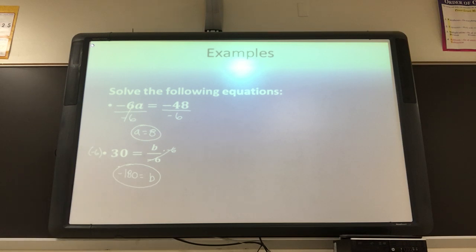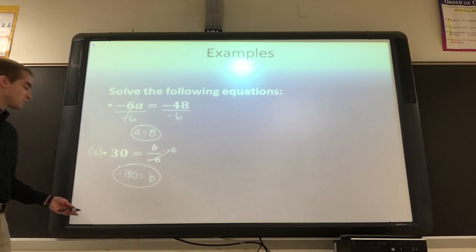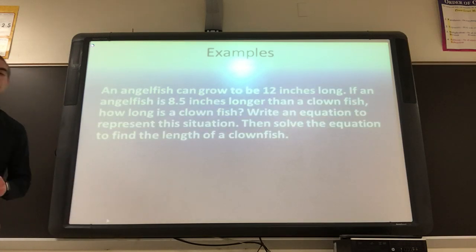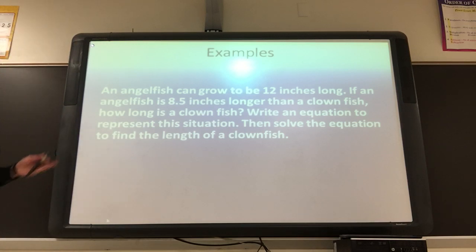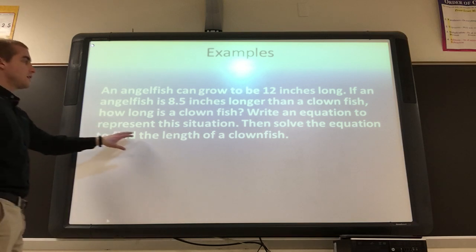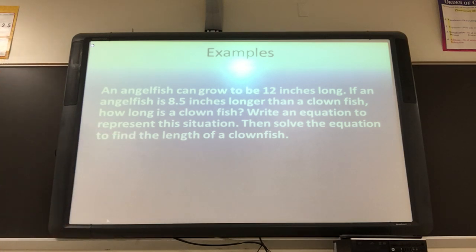Okay, so that is just solving one-step equations. And we're going to get more practice with that as we go on. All right, I also want to look at a couple examples of writing one-step equations. So we'll just read this first, and then we'll go through the steps. So first of all, an angelfish can grow to be 12 inches long. If an angelfish is 8.5 inches longer than a clownfish, how long is a clownfish? So write an equation and then solve the equation to find the length of that.